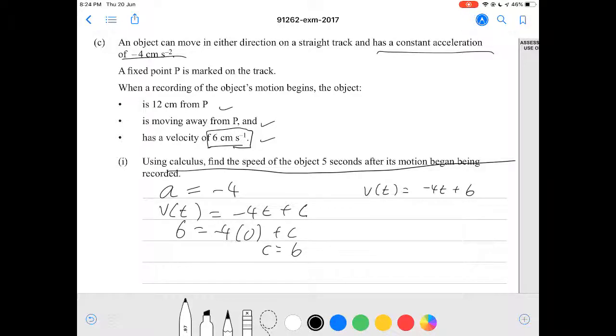To find the speed of the object 5 seconds after the motion began being recorded, we substitute t equals 5. So v of 5 equals negative 20 plus 6. Therefore, our v of 5 equals negative 14 centimeters per second. Getting the correct speed here will get you an achieved grade.